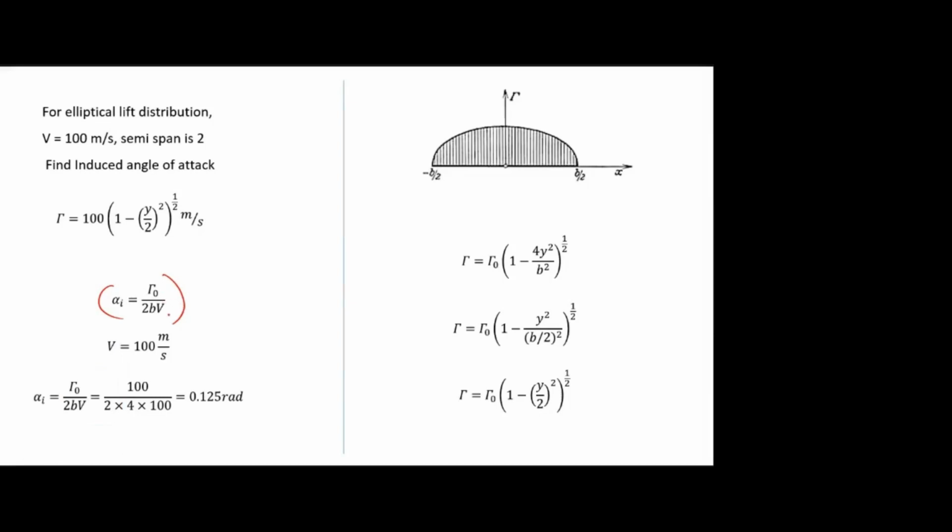This we have to memorize, no other way. Span is given, velocity is given. You should not think gamma naught is not there, so the data is missing. If you compare this with the general elliptical equation, gamma naught is equal to 100. Substitute. Okay, normal substitution, you will get the value in terms of radians. That's it. Is that clear? Yes, sir. Okay, that's it.